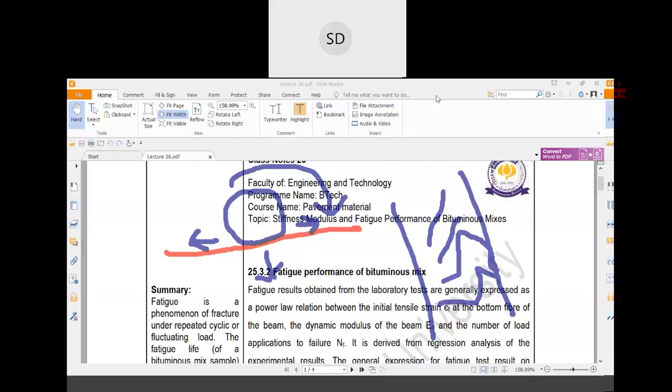So the pavement will have some failure because of that fatigue condition, and this type of failure is called fatigue failure. Basically, fatigue failure happens because of the tensile forces. Now, is the voice clear or not?